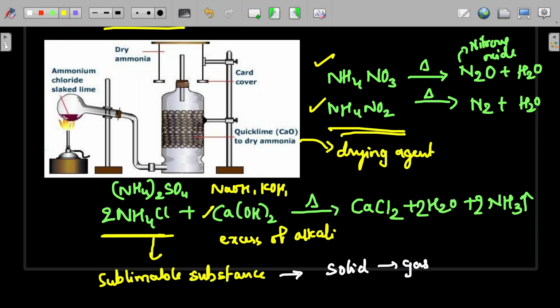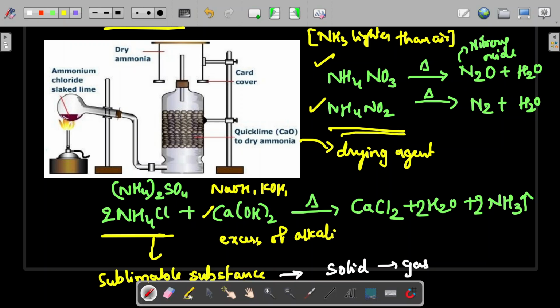Coming to the collection part, see here, the beaker or the collecting jar is kept upside down. The reason here is ammonia is lighter than air. It is less dense than air. So this time you can't keep it straight, because less dense means it will go above or up. So it will be collected here, and the air already present in it will be pushed down.